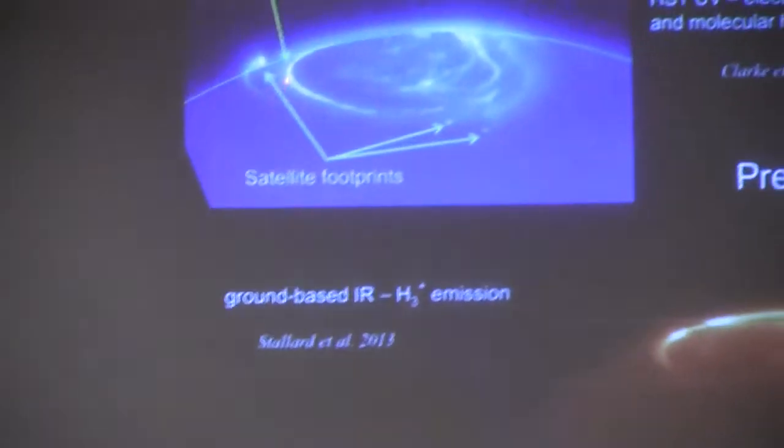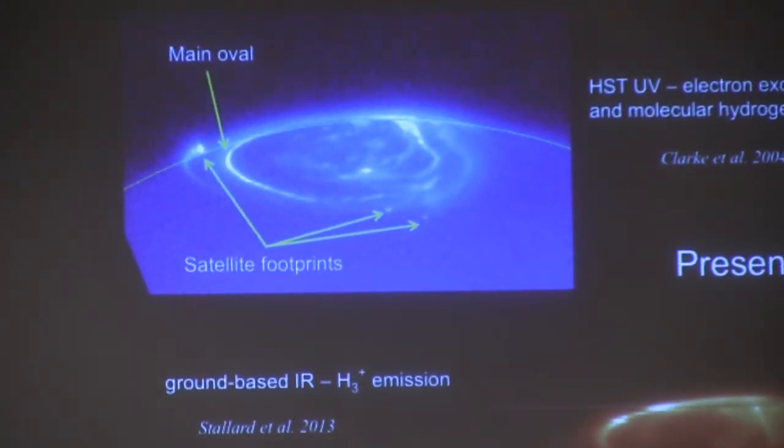The main oval is fairly steady on time scales of minutes to hours. As you can see, it's narrow and well-defined at dawn, and breaks up and becomes less well-defined in the dusk sector, and Fran talked a little bit about why we think that might be. There are extremely bright auroral emissions that are frequently observed along the dawn edge of the main oval, and you'll see one of those in the movie.